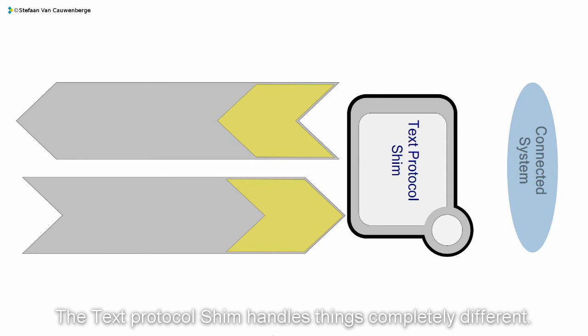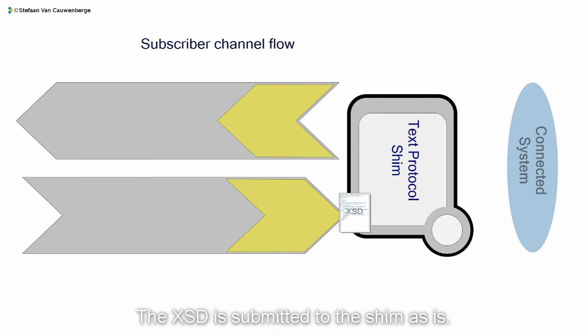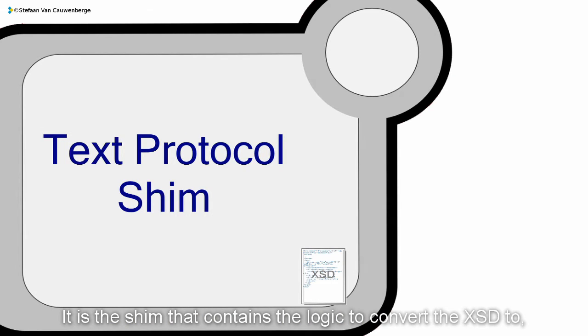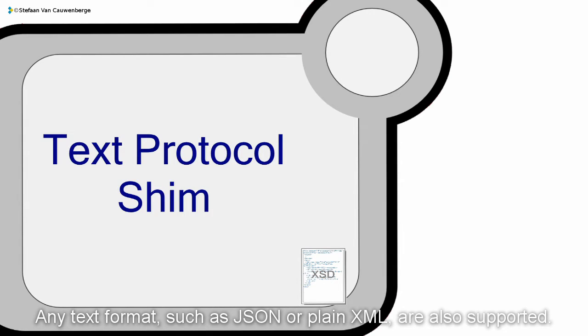The text protocol shim handles things completely different. The output transformation is not to be used for reformatting to SOAP. The XSD is submitted to the shim as is. It is the shim that contains the logic to convert the XSD to, in this example, SOAP. Any text format, such as JSON or plain XML, is also supported.